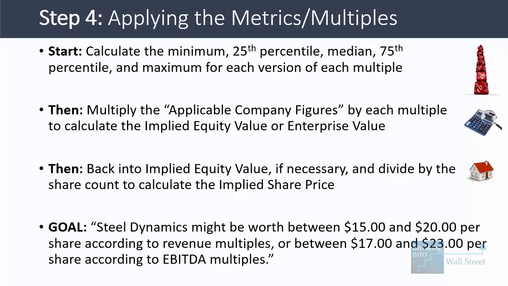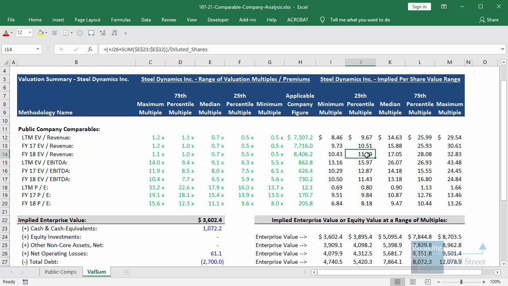The overall goal in this analysis is to be able to say something like Steel Dynamics might be worth between $15 and $20 per share according to revenue multiples, or between $17 and $23 per share according to EBITDA multiples. And if you look at the results that we get, they seem to be decently close to that result. If you look at the 25th percentile to 75th percentile for the EBITDA multiples, it goes from about $11 or $12 per share up to about $26 or $27 per share. So we could say it's valued at something in that range, or we could make it a little bit narrower and make it go from 15 to 22 or 23 or something like that. And then for the revenue multiples, similar idea.